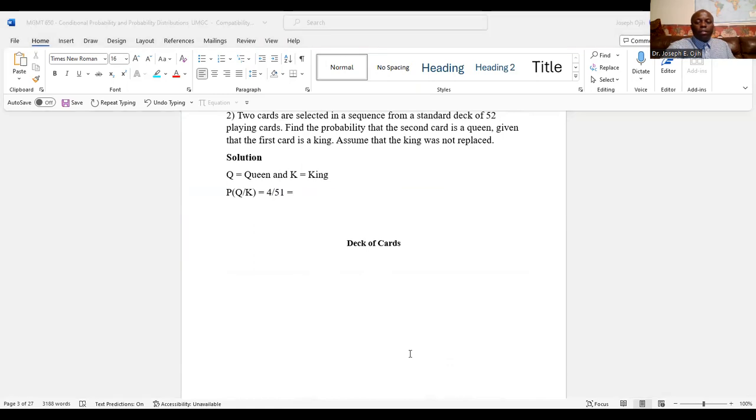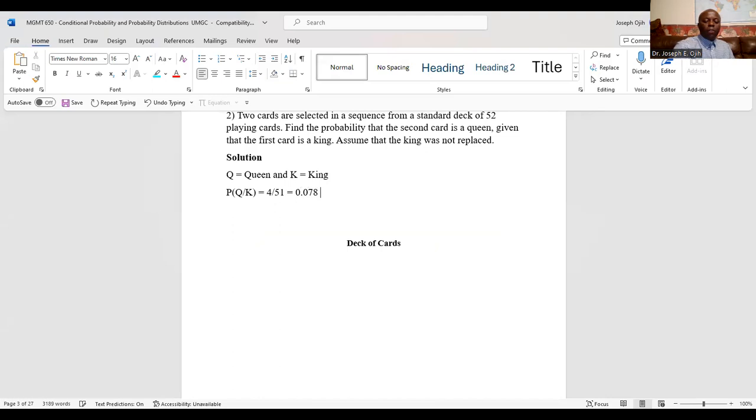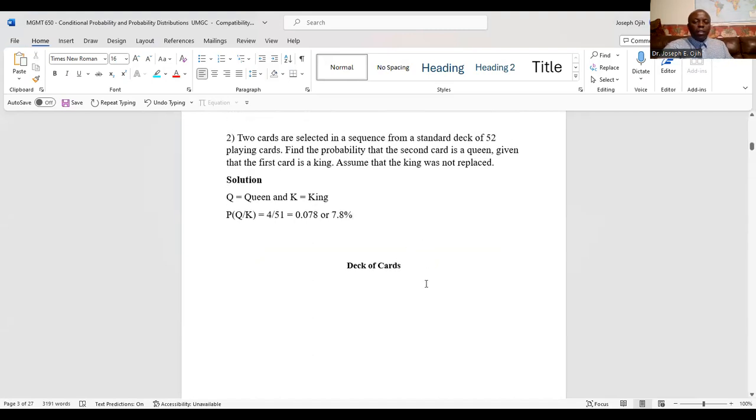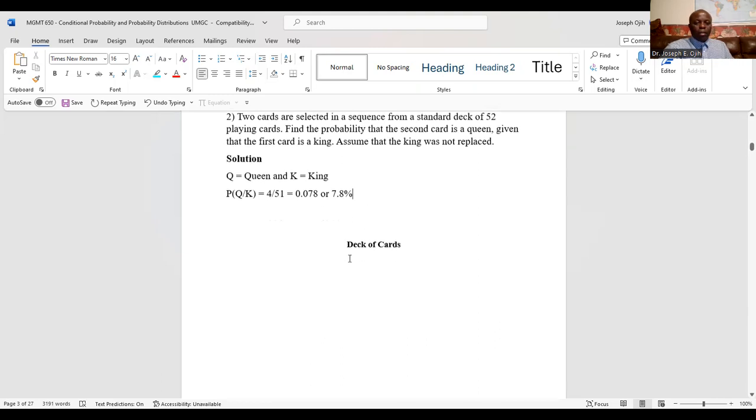4 divided by 51 gives you 0.078. So I think that's what I got, right? 0.078. Yep. If you like, I can call it a 7.8% chance that the second card is a queen, given that the first card is a king. Questions? Not at the moment, no.